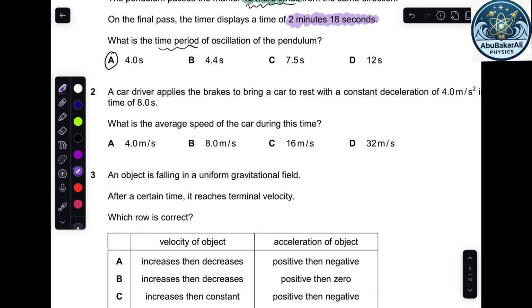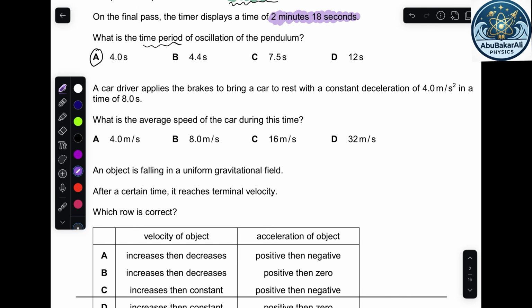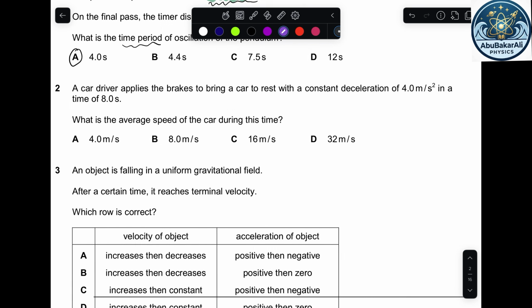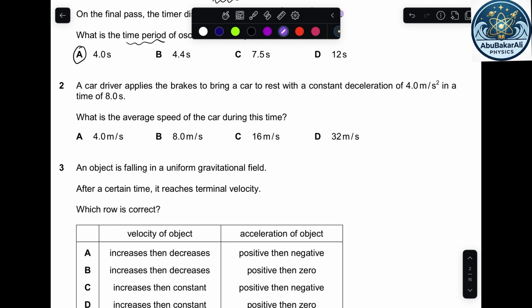A car driver applies the brake to bring a car to rest with the deceleration given here. So you have the deceleration and a time. What is the average speed of the car during this time? Okay, so we need to know the average speed. We have the acceleration, we have the time, and we have to find the average speed.